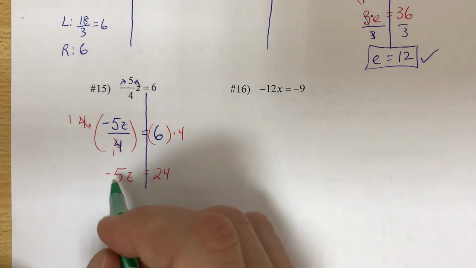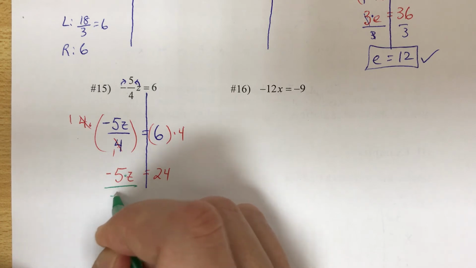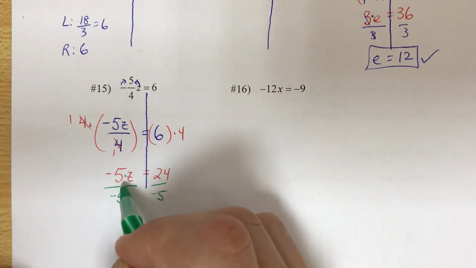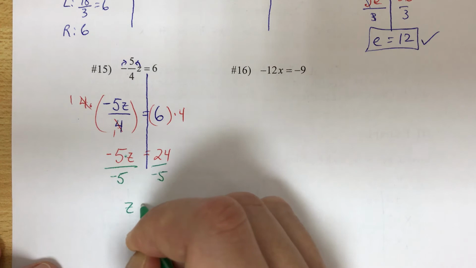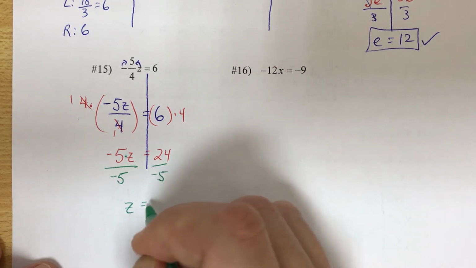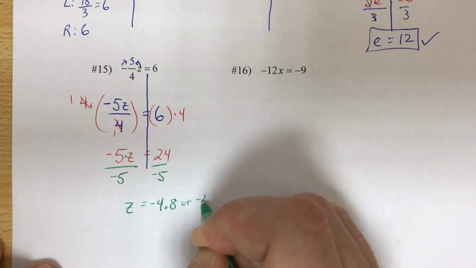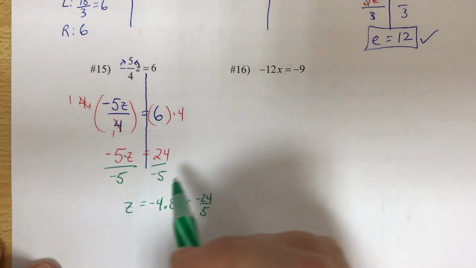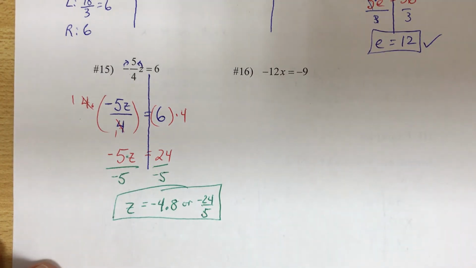How do we undo, this is negative 5 times z. To undo multiplication, we will divide. And remember, we're trying to get this to be a positive 1, so if it's a negative coefficient, we will divide by a negative. That's 1z equals, now this will be a decimal, negative 4.8, or negative 24/5 is the fraction solution. Okay, and that is the answer.